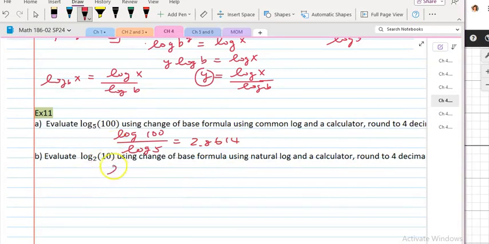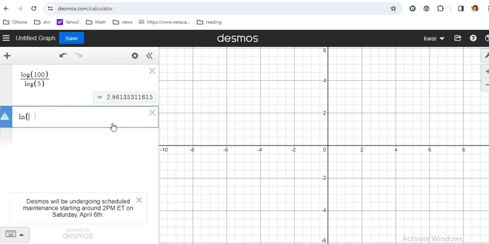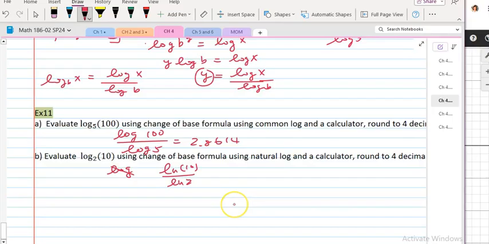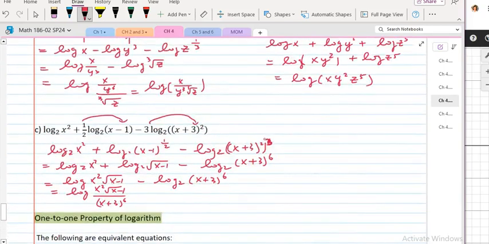Log base 2 of 10, what is it? It will be log 10. We can do ln, okay? ln 10 over ln 2. So put in the ln 10, ln 2. 3.3219. Okay, so that's the second part of chapter 4.5.